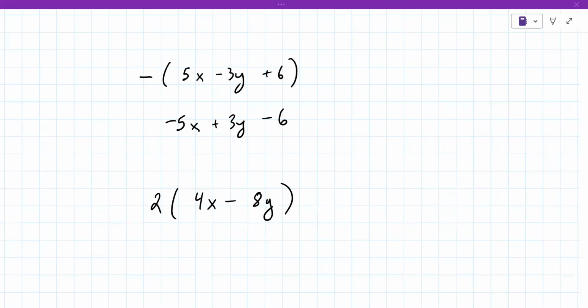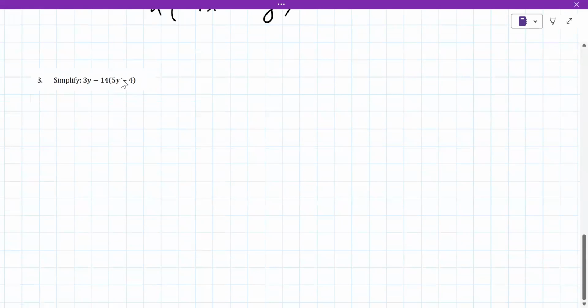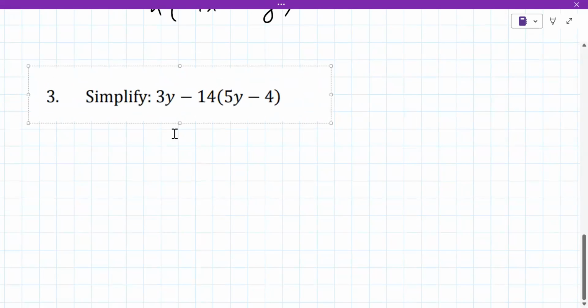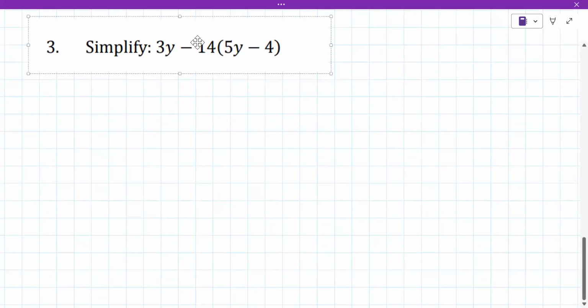So you know enough, based on that, to be able to answer this question. And let's take a look here. All right, so I want you to distribute this negative 14 to both terms inside here, and then combine any like terms that you see. Okay.